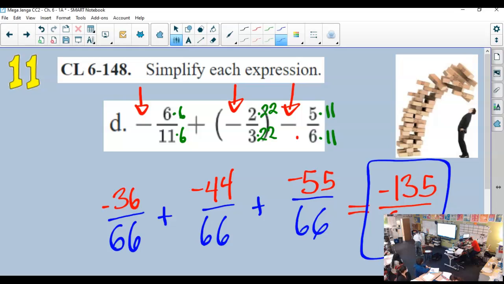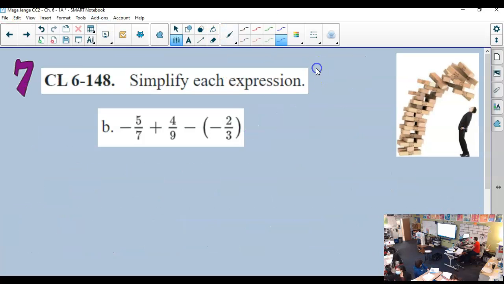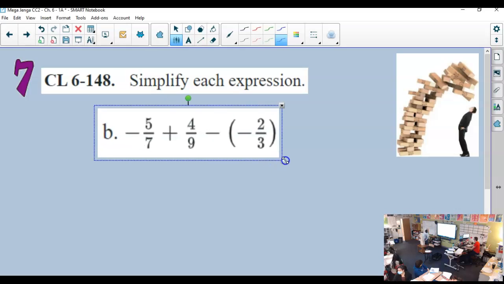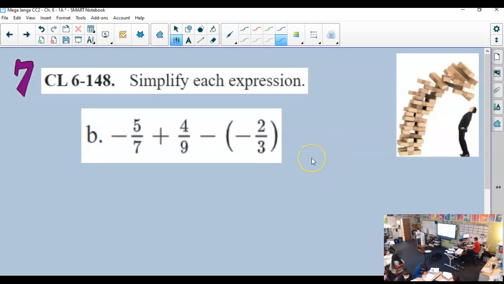All right. John's team, we're going to shuffle up. Vanessa, pick a number that is not 11. 7? Ha! Guys, these are randomized. You just happened to pick two of the same type of problems in a row. Because we just did 11, now this is 7.